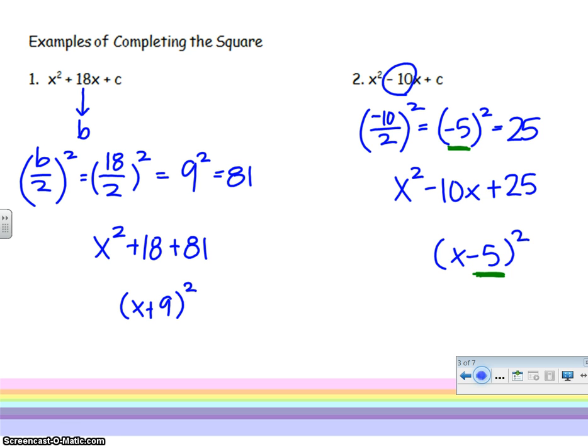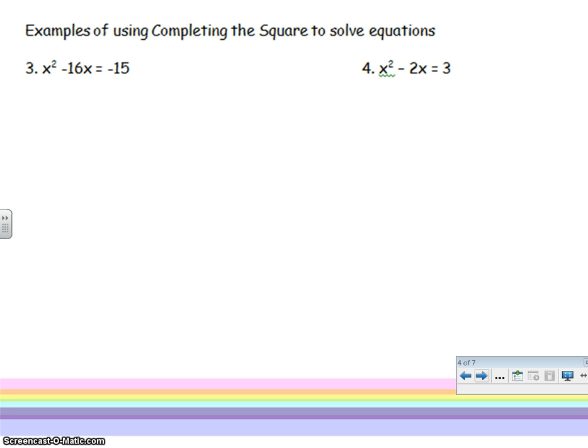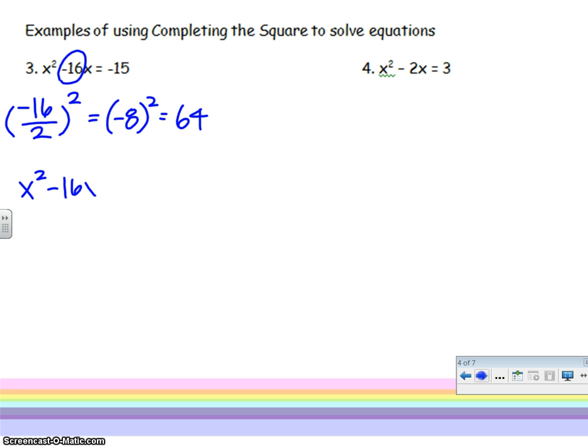Now we're going to take and apply this and actually solve some equations. So when we look at number 3, we see that on the left-hand side we just have x squared minus 16x. So we're going to identify that negative 16 is our value for b. So we need to figure out what term we're going to add to both sides to make that a perfect square trinomial. So we will do negative 16 divided by 2, and we'll square that. So we have negative 8 squared, which is 64. Now, when we add something to both sides of an equation, that's not going to change the value of the equation. So when we do x squared minus 16x and we add 64, we're allowed to do that in the event that we also do negative 15 plus 64 on the right-hand side. On the left-hand side, that'll factor to x minus 8, quantity squared.